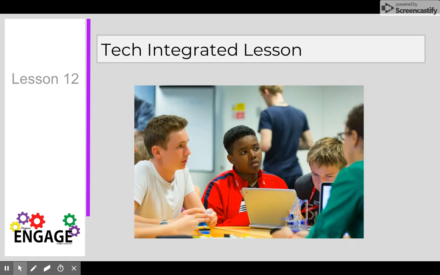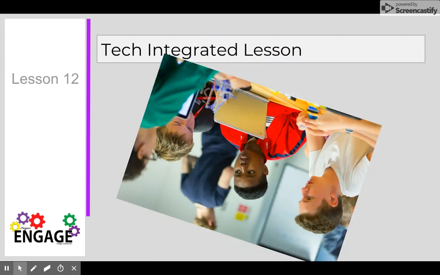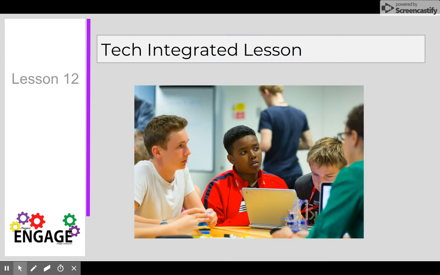We know you can do it, and we are here to support you every step of the way. This is not something that can happen overnight. It will take time. Our goal is that by the end of the school year, you have a tech integrated classroom that you are proud of and your students will want to be part of and be in.